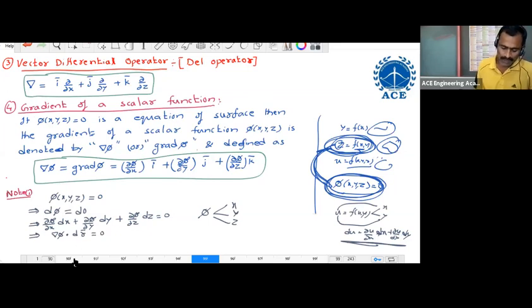Between two vectors, the dot product is 0. Then we can say that the two vectors are perpendicular only, because a bar dot b bar equal to modulus of a bar into modulus of b bar into cos theta. So when theta is 90 degrees, cos 90 is 0, then the dot product is 0 only. Between these two vectors del phi and dr bar, the dot product is 0. Therefore, we can say that del phi is perpendicular to dr bar only.